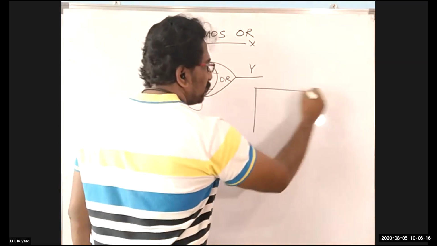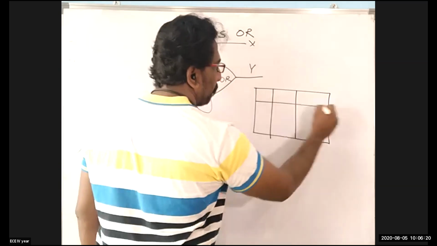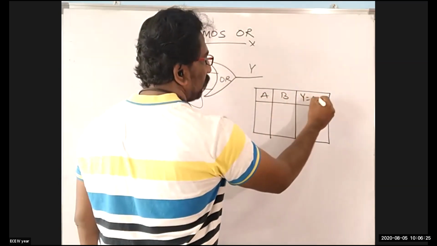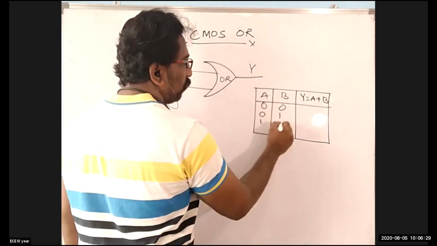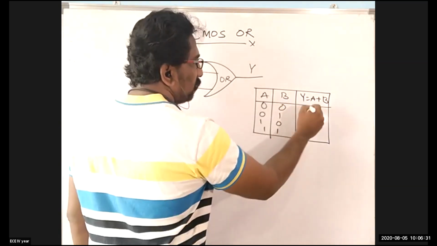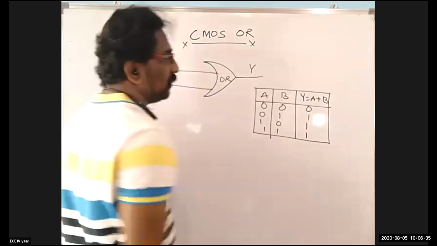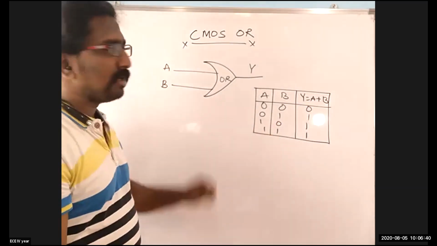And the truth table of this OR gate will be: 0, 0 gives 0; 0, 1 gives 1; 1, 0 gives 1; and 1, 1 gives 1. So this is the truth table analysis for this particular OR gate.